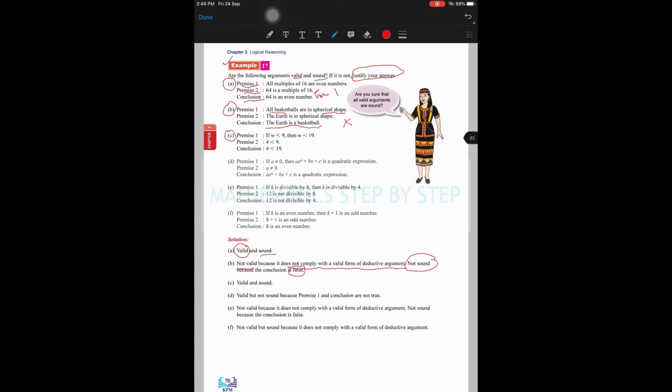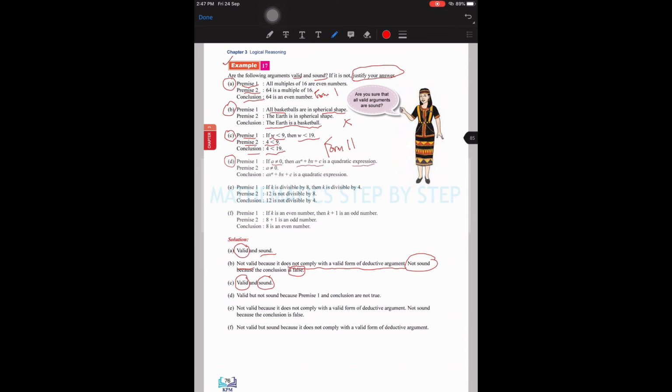Then C, if W is less than 9, then W is less than 19. 4 is less than 9. So 4 is less than 19. This is in form 2, okay? So this is valid. And all these are true. So this is sound.